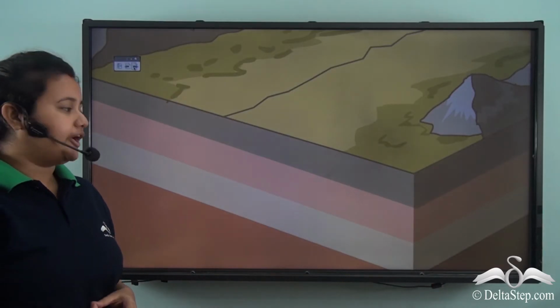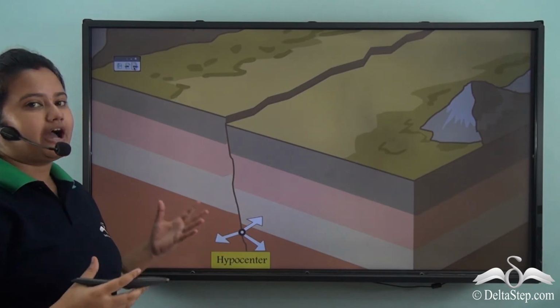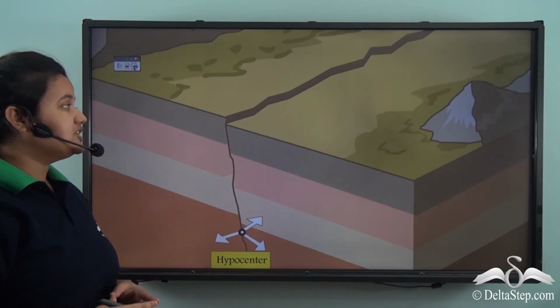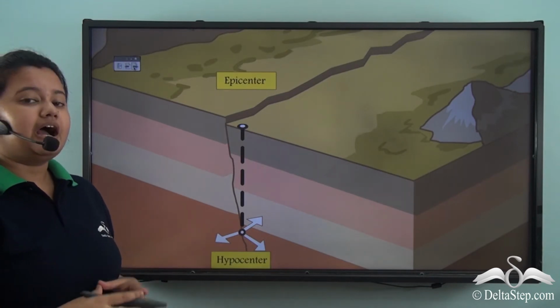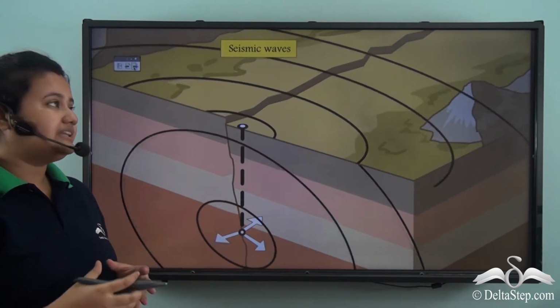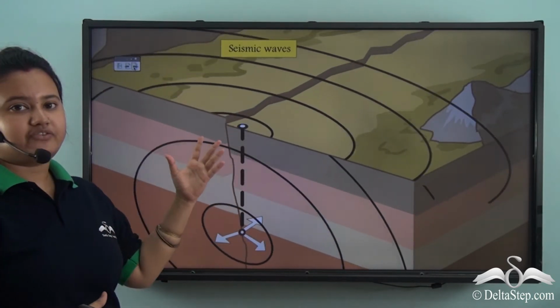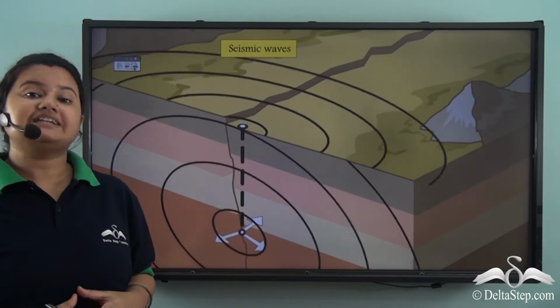We know the point where an earthquake originates is called the focus or hypocenter, and the point just vertically above it is called the epicenter of an earthquake. Now, an earthquake produces energy in the form of waves, and these waves are called seismic waves. In today's video, we will study seismic waves in detail.